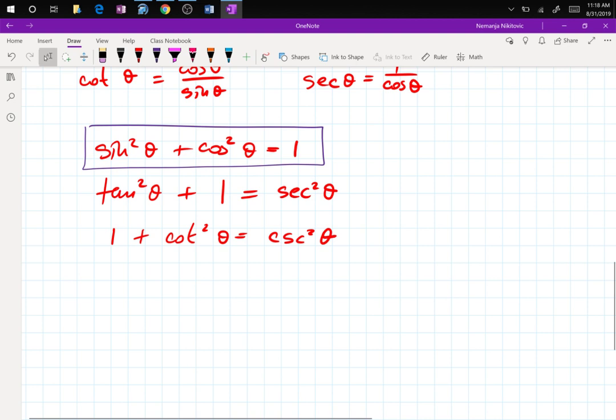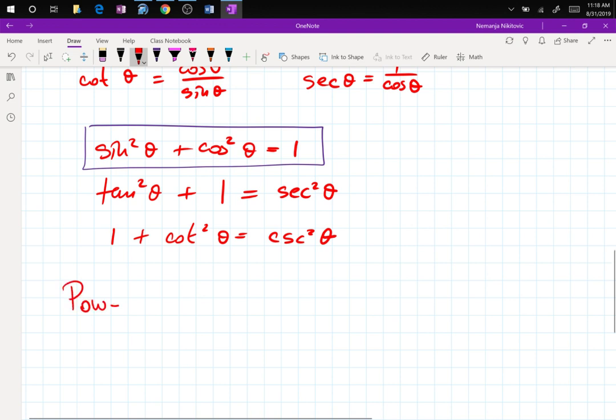But red is the one that you just make sure you know everything, 100% of what's written in red throughout Calc 2. The next part here is to talk about 2 formulas that are extremely important.